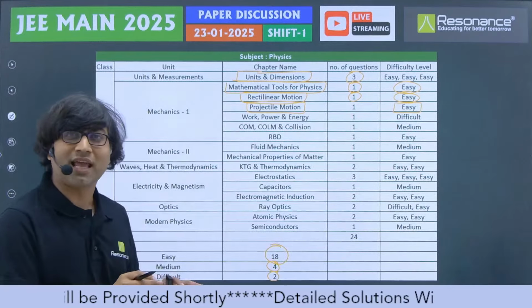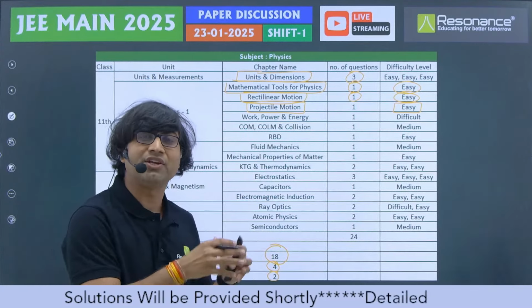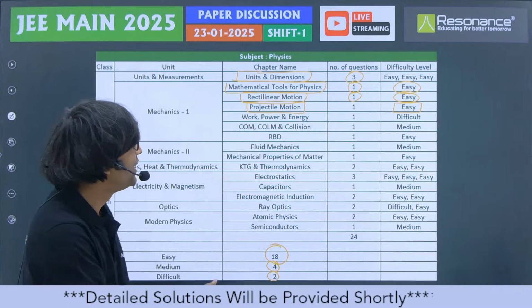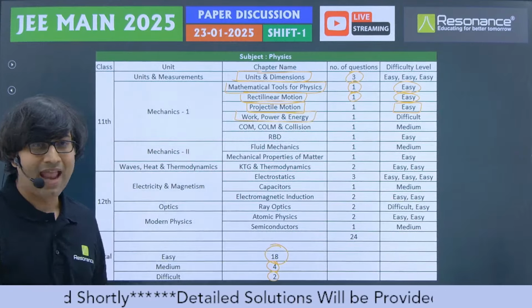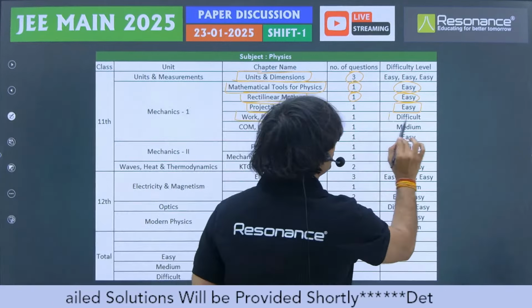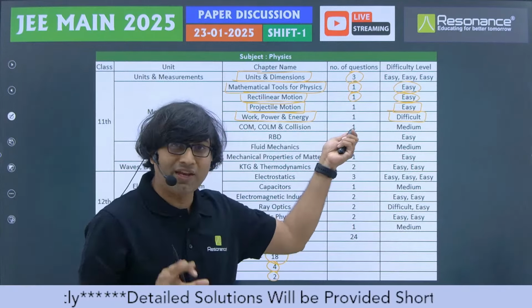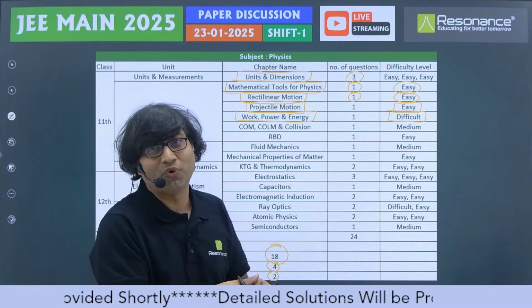There were 2 projectiles at different angles from the ground and we just had to find the ratio of the maximum height attained. It was a very simple formula based question. Now the next question was from work, power and energy. And this question was one of the 2 difficult problems which were asked in this paper. In this question, we were given a conservative, non-conservative force equation.